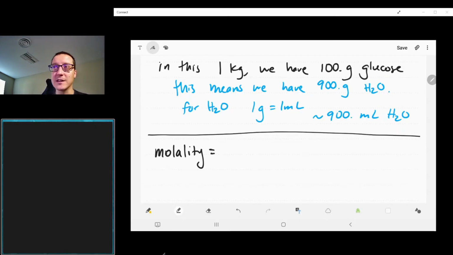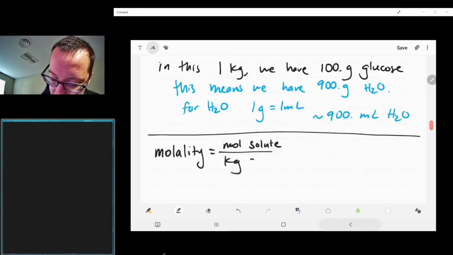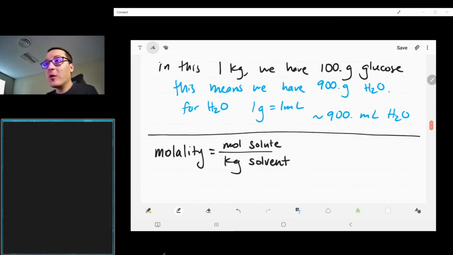So this particular concentration measurement is going to be moles of solute like before, but it's going to be over kilograms of solvent. So this is the only one that uses solvent in the denominator. So it doesn't deal with solution as the other ones have. And it's just the mass of the solvent in kilograms. So it must be moles of solute per kilogram of solvent.